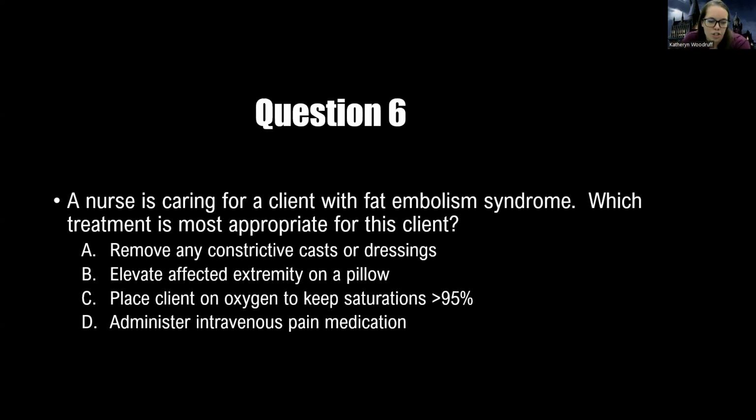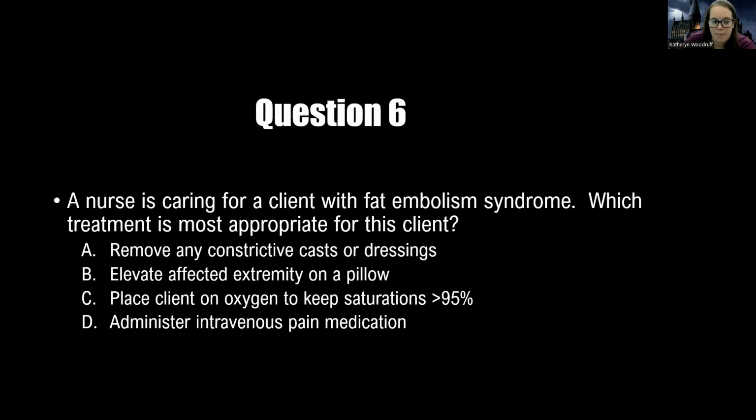Place client on oxygen to keep saturations greater than 95. Well, I know that when we have pulmonary embolisms, that's an oxygen problem. I wonder if I had fat floating around my body, if I would be worried about their oxygen saturations. I kind of like that one, but let's keep going.